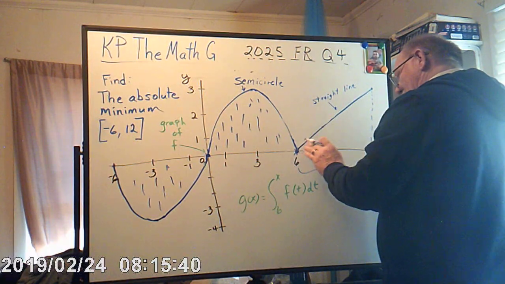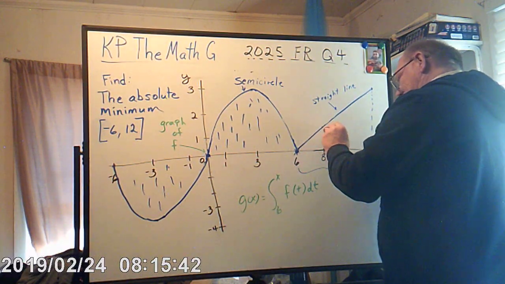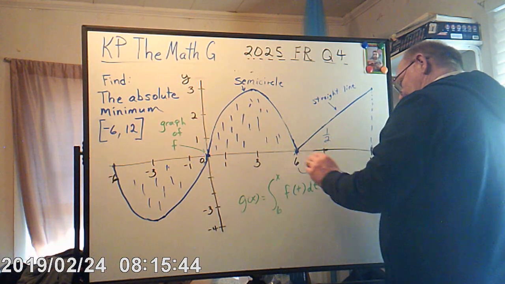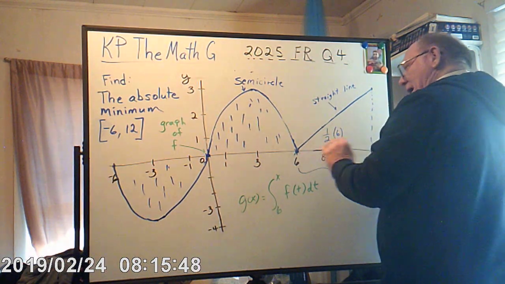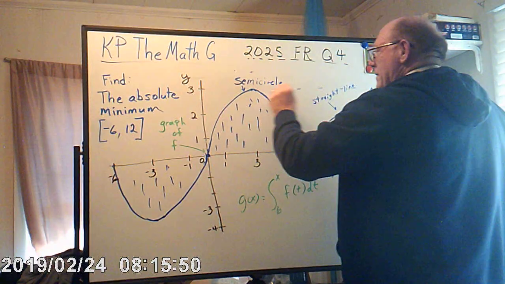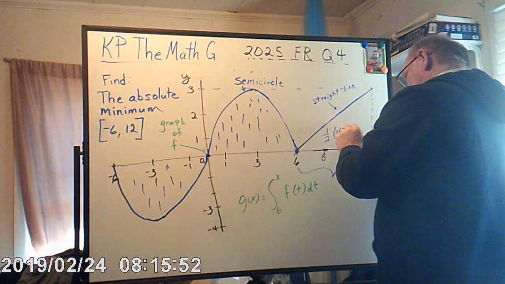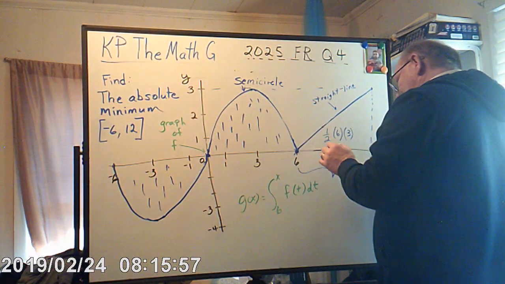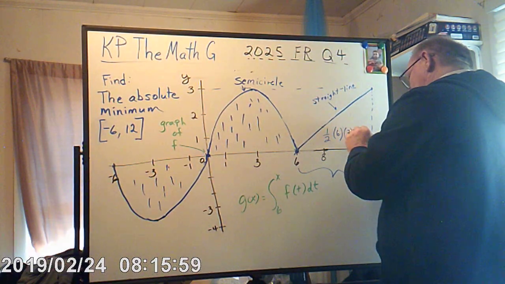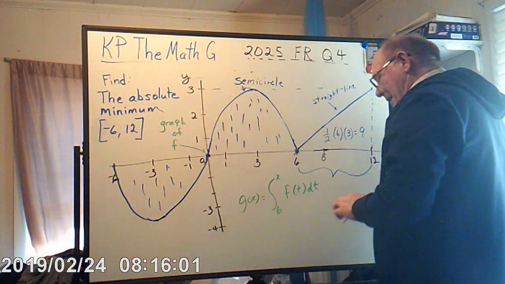Alright, so I want the area of this. I know the area of a triangle is 1/2 base times height. The base, 6 to 12, is 6. The height, we know, goes all the way to 3. So 6 times 3 is 18, and half of 18 is 9. So I know that this area is 9.